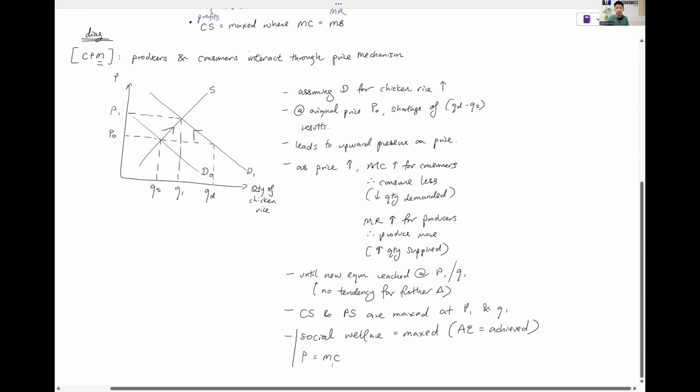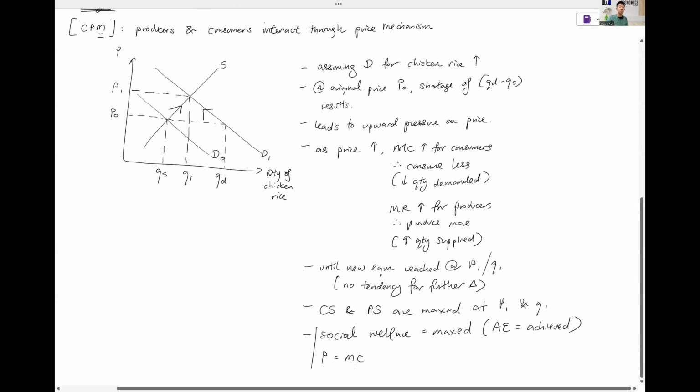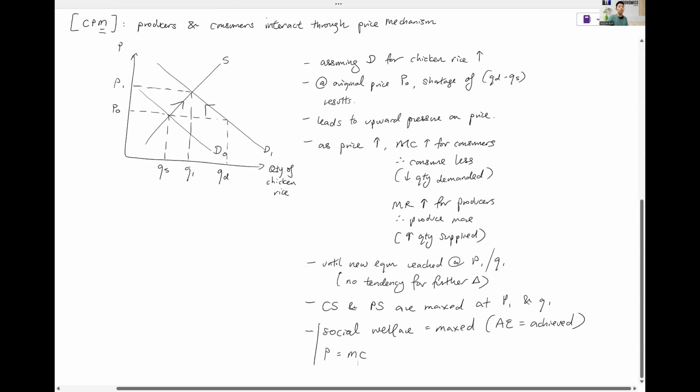Are there any questions? So when you are asked about rational behavior, you can use CPM.